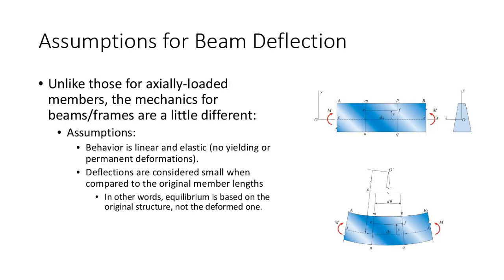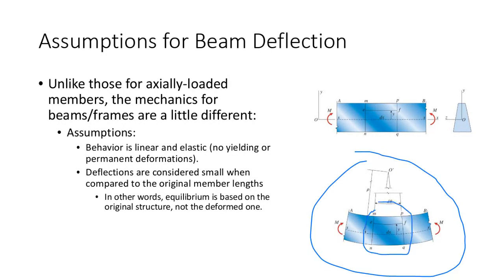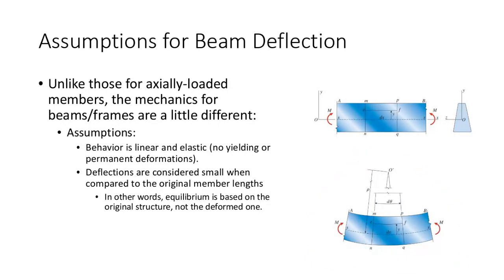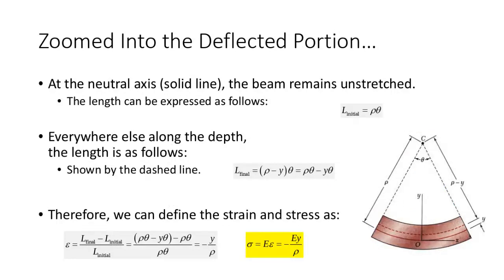Okay, so when you have a beam that's deformed, it looks something like this. What I'm going to do is isolate a little tiny portion of that and see if I can determine some things about its stresses or strains. I'm going to take that tiny segment and blow it up. When I blow it up, it's going to look like this.